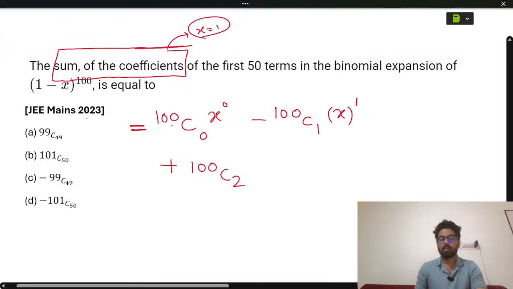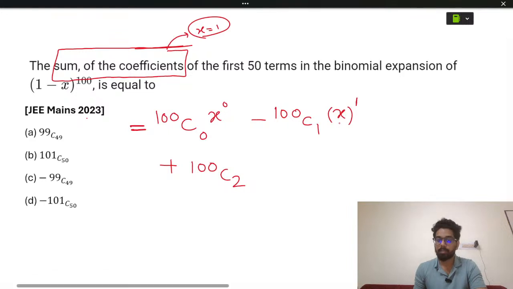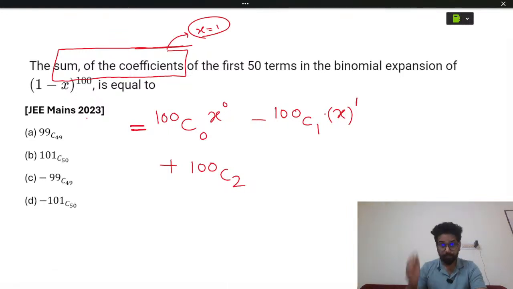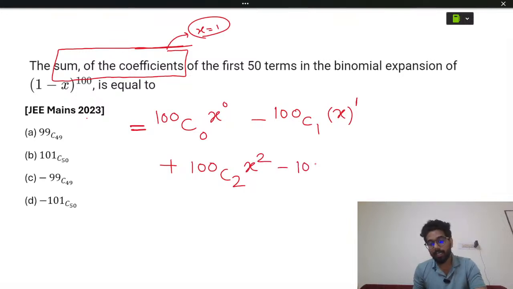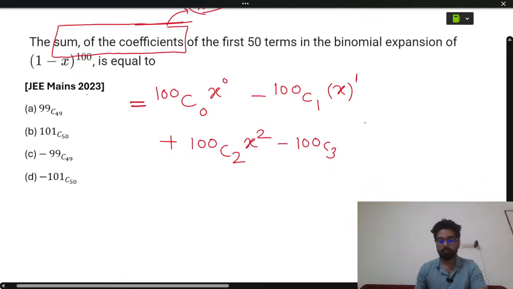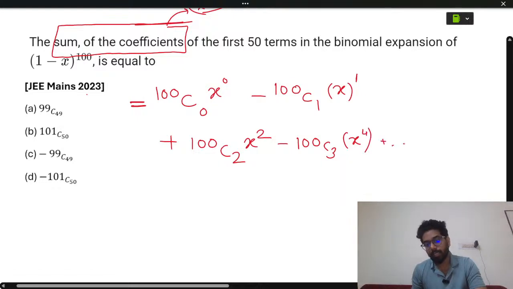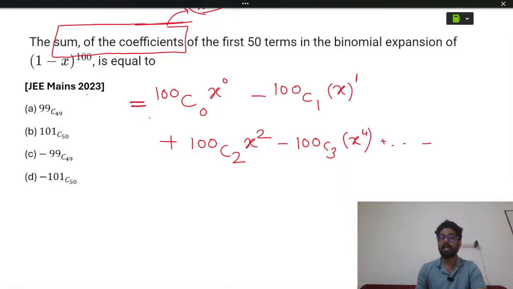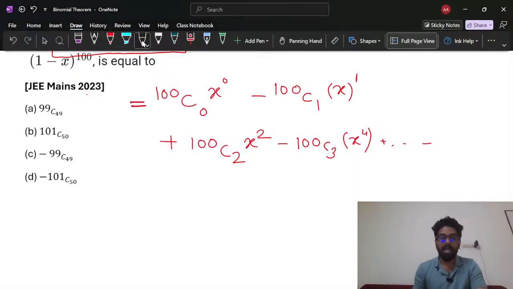Okay, so 100C0, x power 0, 1 power 100; 100C1, x power 1, and so on. So 100C2, x power 2. Now minus x power 2 is this. Minus 100C3, and so on. X power 4 and so on. How many terms will it have? 101 terms.